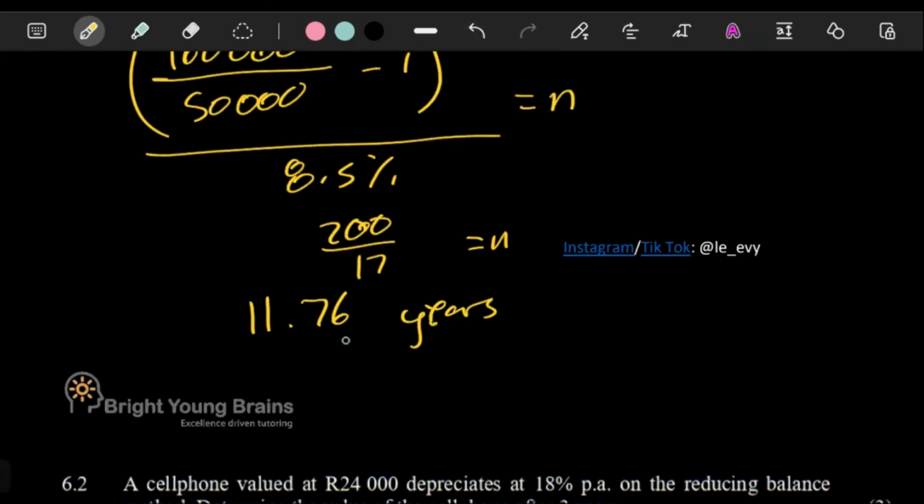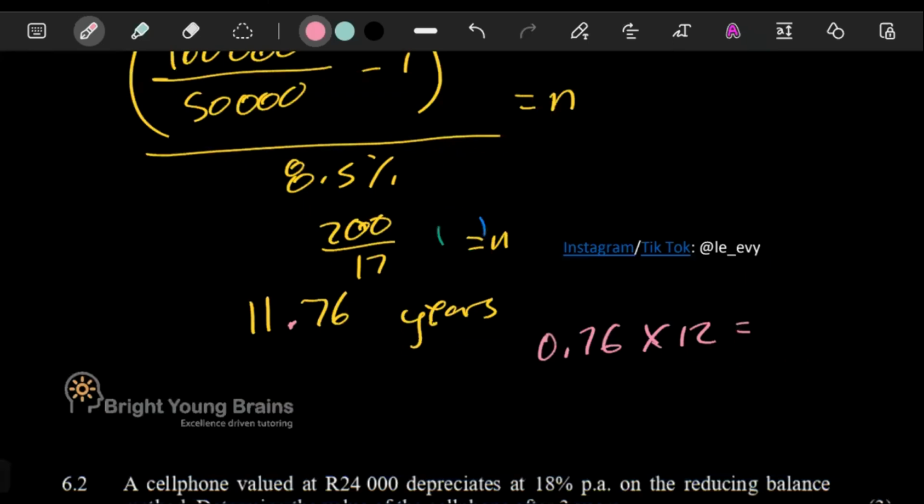But the one thing is, if you ever want to convert your years to something that you can write as years and months, all you do is remember this 0.76. You can just convert it to months by saying 0.76 times 12 gives you how many months this represents. So let's see what that gives us in the calculator. 0.76 times 12, that's going to give us 9.